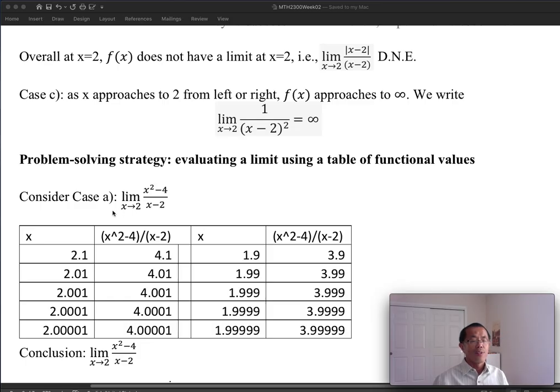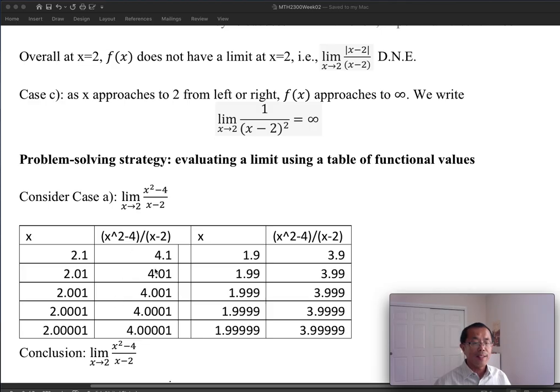So it is x approaching 2. And what I did here is the table has 4 columns. Actually, it is separated in 2 halves. The left half has 2 columns. The first column is for x values, and the second column is for the y values.